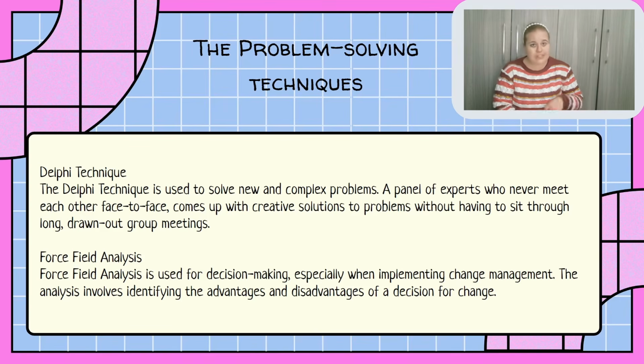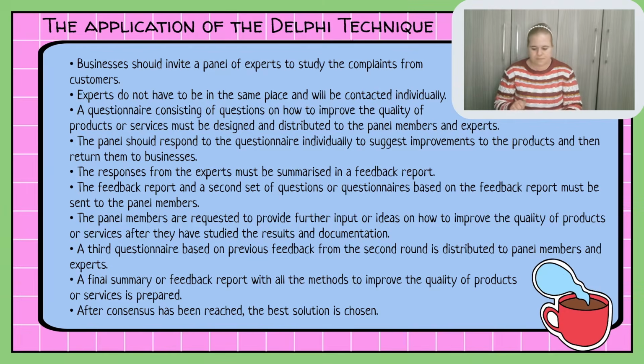Okay, very important. These get done in grade 12 as well. So it's important to learn keywords, and grouping these words together. So for the Delphi technique, we are talking about a panel of experts, and they don't have to meet face to face. Those are your keywords. Then when we're looking at force field analysis, we are looking at, most importantly, change management, and we're looking at the advantages and disadvantages.